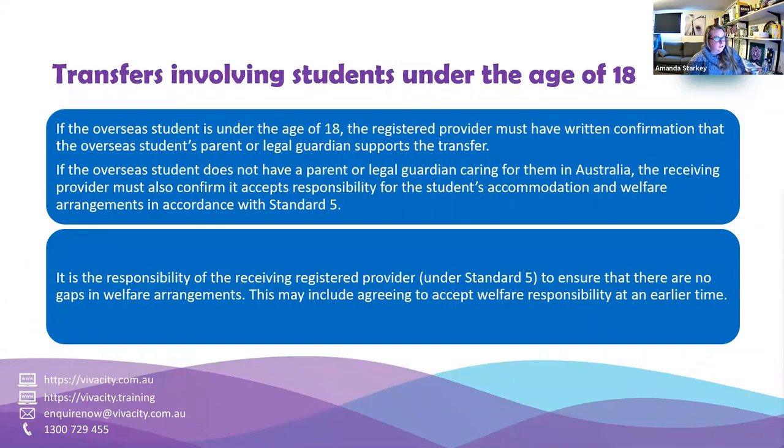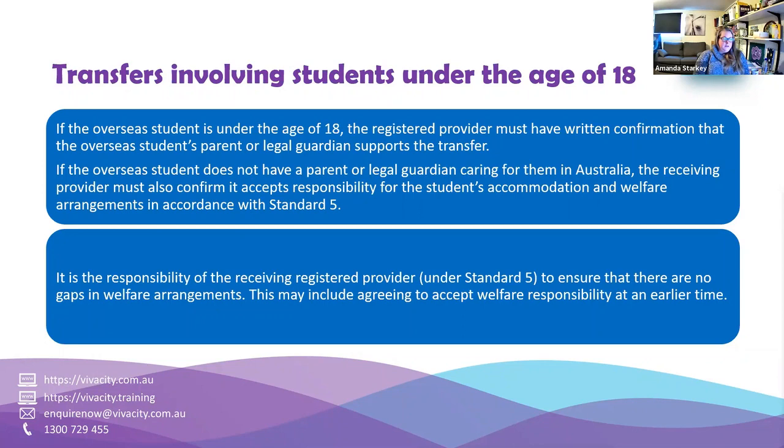So basically, if your students are under 18, you need written confirmation from the parent or legal guardian that's in Australia. If they don't have a parent or legal guardian in Australia, then it needs to be confirmed that the receiving registered provider will look after the accommodation and welfare arrangements for that student. And it's the responsibility of the receiving provider to ensure there are no gaps in welfare arrangements.